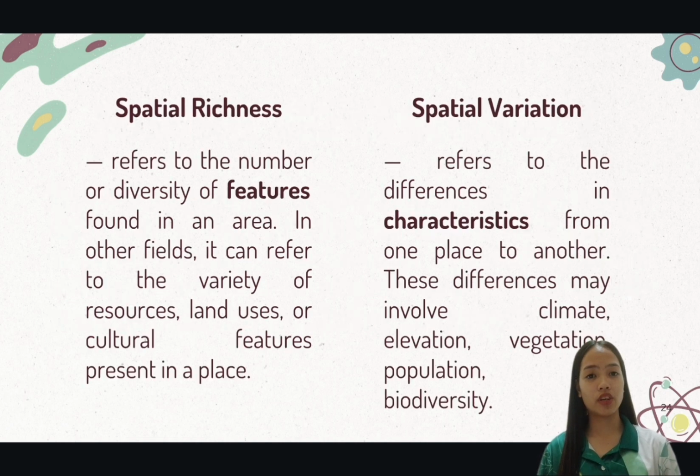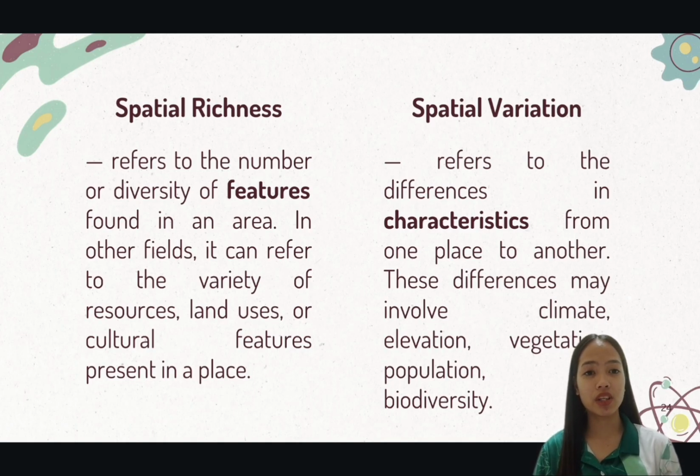Now, what is their difference? Spatial richness refers to the number or diversity of features found in an area. In other fields, it can refer to the variety of resources, land uses, or cultural features present in a place, while spatial variation refers to the differences in characteristics from one place to another.